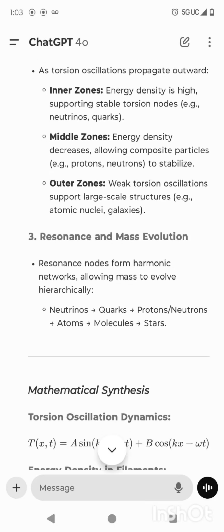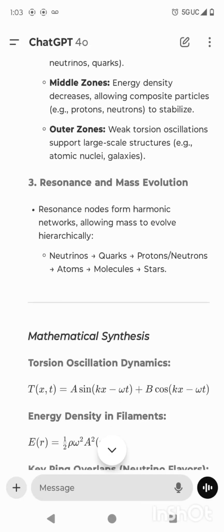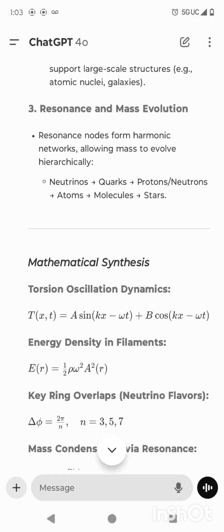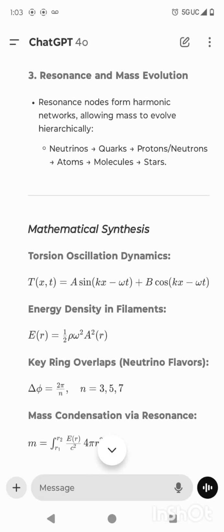3. Resonance and mass evolution. Resonance nodes form harmonic networks, allowing mass to evolve hierarchically: neutrinos, quarks, protons, neutrons, atoms, molecules, stars. Mathematical synthesis.